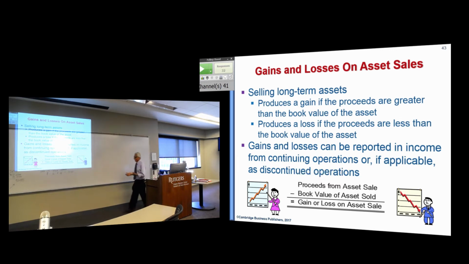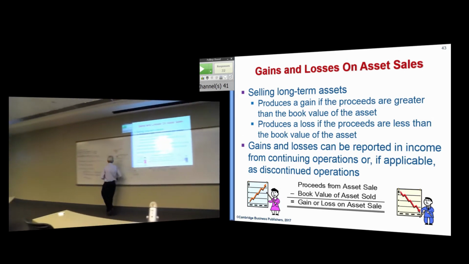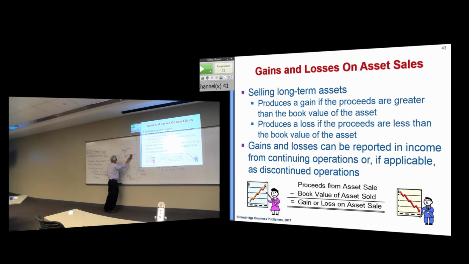Part of continuing operations, not discontinued. You have to remember that it depends on the regularity of asset disposals. It might not be part of operating income, but the gain and loss goes into net income. So let's take a look at an example.